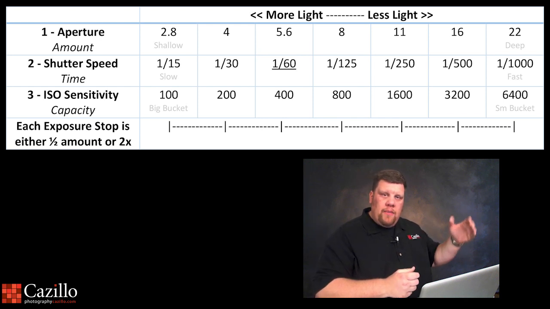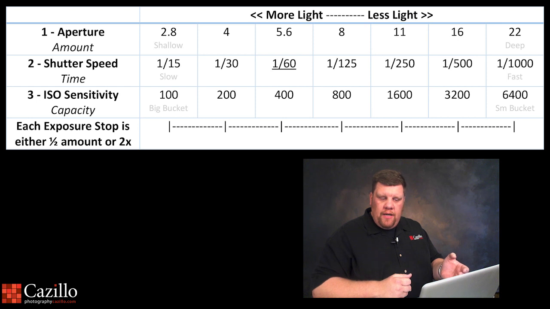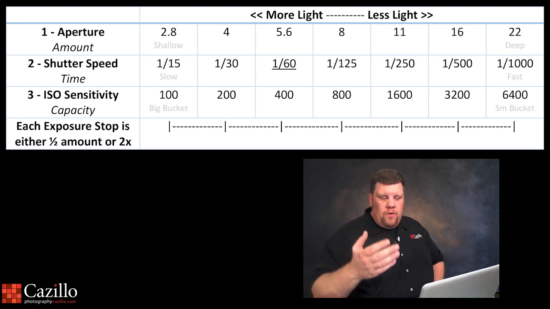How long am I going to leave that open? If we start out at, say, a 1/15th of a second, that's a pretty slow shutter speed, but then we can go all the way up to a 1/1000th, 1/2000th, 1/8000th of a second. That's a very small amount of time, which means that our subject, or our motion, is going to be stopped.